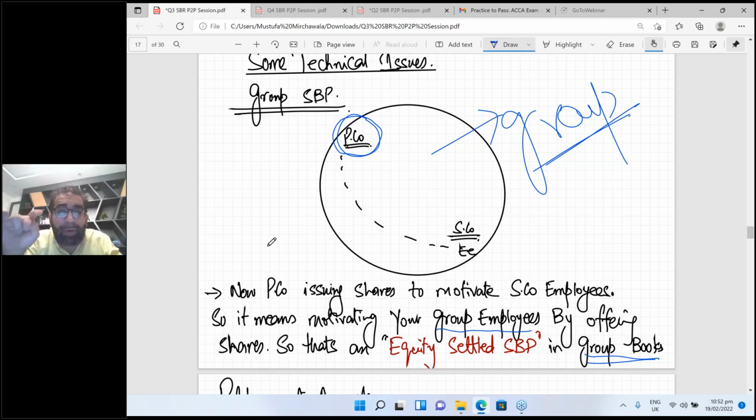If you see the group point of view, parent company employees and S company employees all are working for the group, and parent company is giving its own shares to group employees. So from the group point of view, we are giving our own shares to our own employees for a certain target. Yes, this is pure IFRS 2. This is pure IFRS 2 that will be applied in the group books.